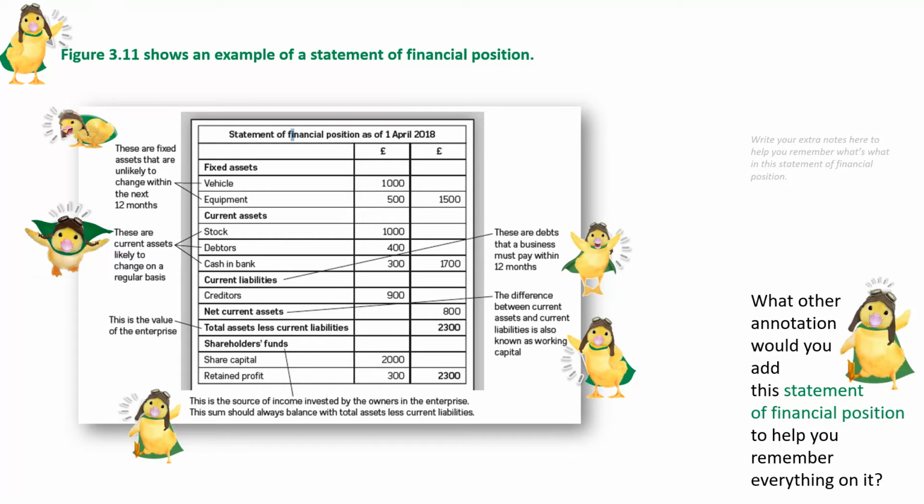1,500 fixed assets plus 1,700 current assets gives you 3,200 total assets. £3,200 worth of total assets minus the current liabilities, 900, gives you 2,300, like the line says.